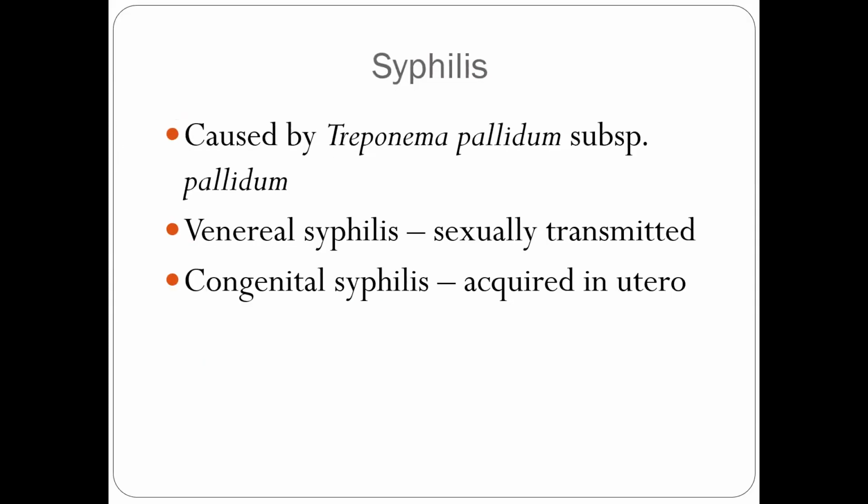Now, syphilis is caused by the spirochetes. Okay, that's a very special bacteria called Treponema pallidum, subspecies pallidum. Most of the time when we talk about syphilis, it is sexually transmitted. We call it venereal syphilis, but sometimes a newborn baby also will get syphilis. We call it congenital syphilis, acquired in utero. So I want to let you know the second one is not through sexual activity.